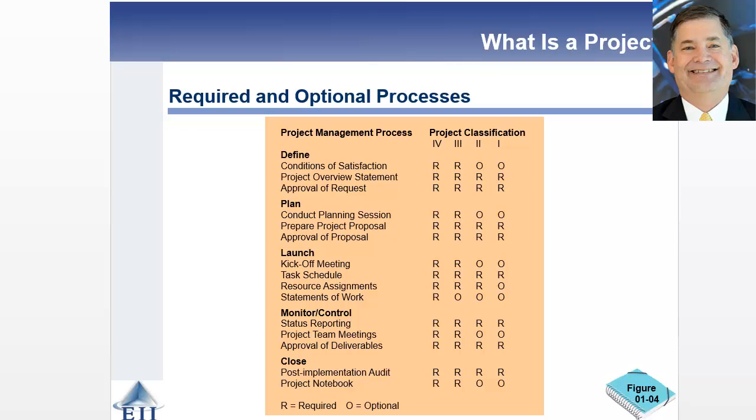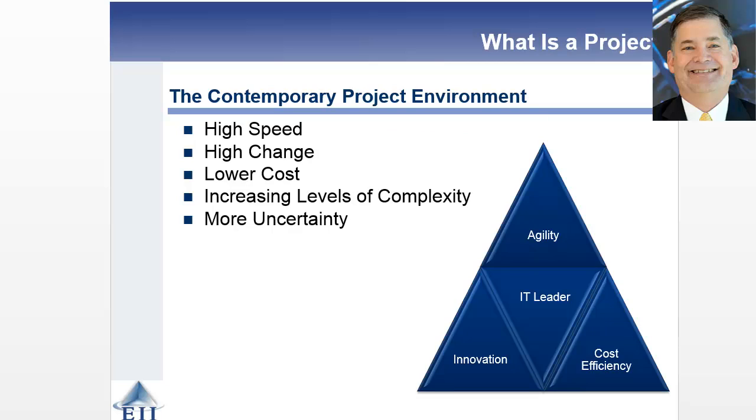So again, there are things you're going to have to keep in mind as you're working through and solving particular projects. All right, and finally, when you look at the contemporary project environment, it is very fast, with high change, lower and lower costs, and lots of complexity and uncertainty. And if you look at the little triangle over there, I would argue for most chief information officers or vice chancellors or presidents for information technology, you've got this trade-off between innovation and cost efficiency and agility that you're always engaged in. The agility component leads to deploying projects faster and faster, and as soon as you finish one project, you're moving on to another project.